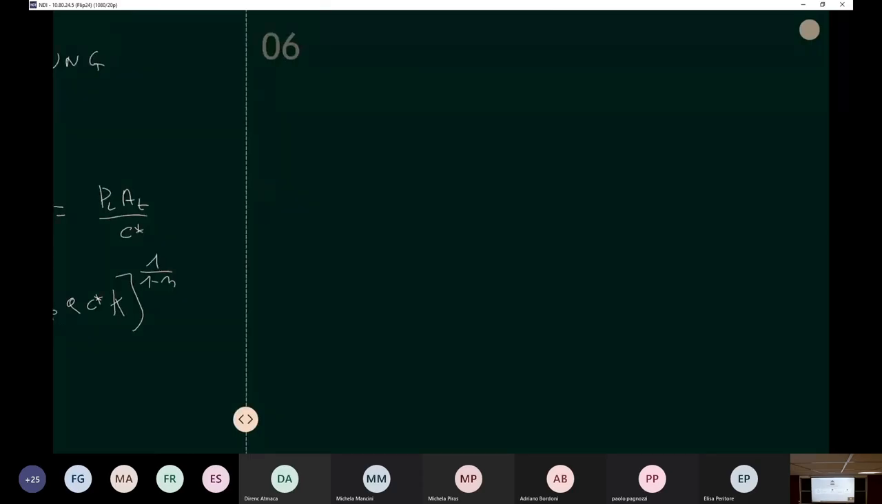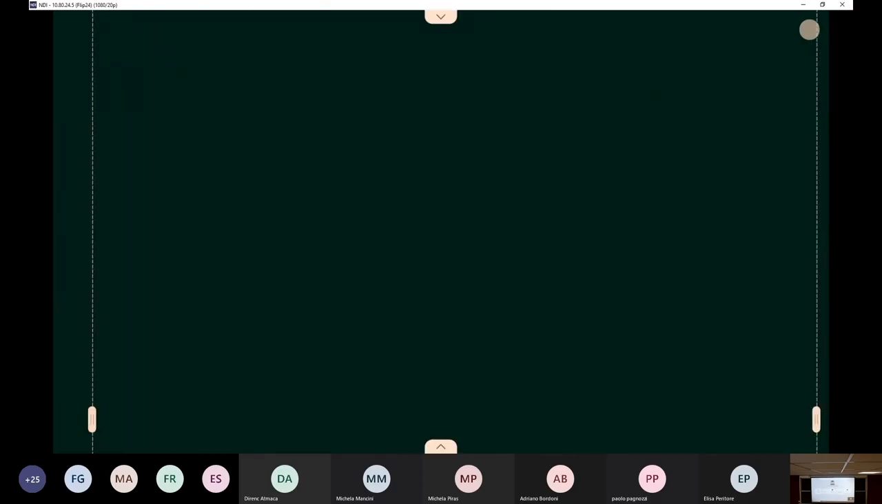We consider, for instance, first the case with n equal to zero. So for the sake of simplicity, we have a linear dependence. And we assume that we have Rb equal to 2.5 millimeters per second at a chamber pressure of 69 bar. n equal to zero means that this burning rate is constant, and so if this burning rate is 2.5 millimeters per second at this pressure, we have A equal to 2.5 millimeters per second.